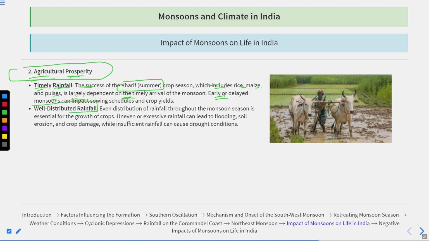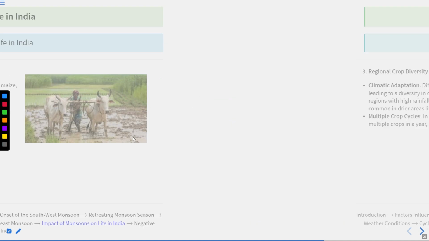Thereafter, well-distributed rainfall. Even distribution of rainfall throughout the monsoon season is essential for the growth of crops. Uneven or excessive rainfall could lead to flooding, soil erosion, and crop damage, while insufficient rainfall could cause drought conditions in the area.